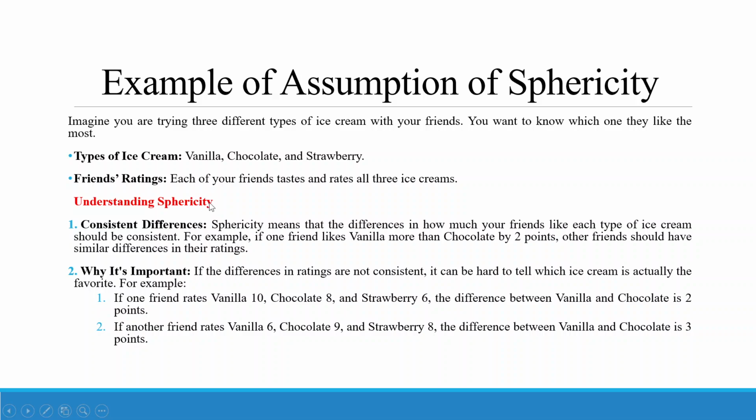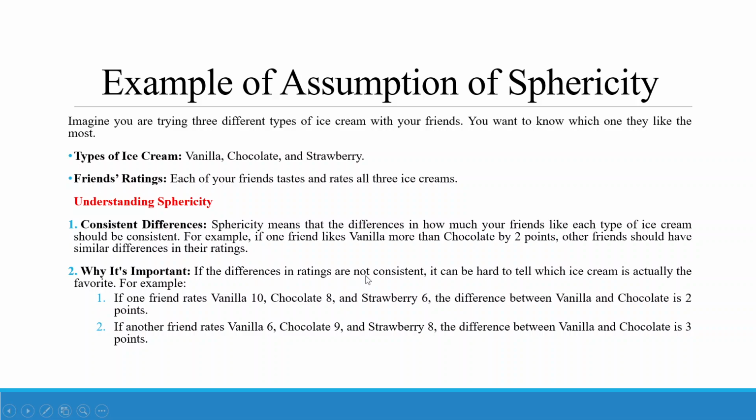Understanding the sphericity. Consistent difference should be there. Sphericity means that the difference in how much your friend likes each type of ice cream should be consistent. For example, if one friend likes vanilla more than chocolate by 2 points, remember the difference, not the individual rating. The difference between the rating of vanilla and chocolate is 2 points. Other friends should have similar differences in the ratings.